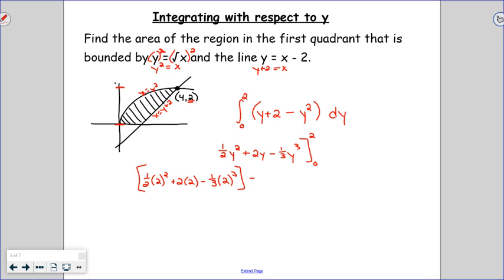Plug in 2, and then I'm going to plug in 0, but everything becomes 0, right? So this is all 0, so it'll be minus 0, which is nothing. 2 squared is 4, 1/2 of that is 2. 2 plus 2 is 4. 2 cubed is 8 times 1/3 is 8/3. So this would be 6. In terms of thirds would be 18/3.